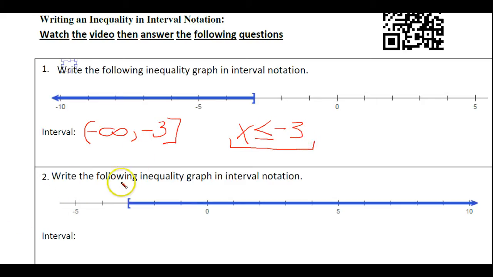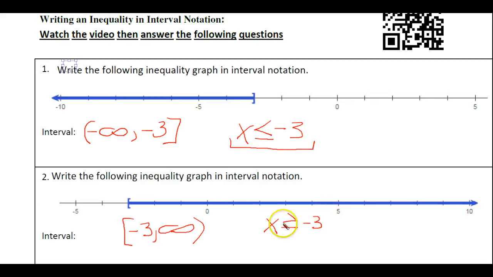All right, let's look at this one. So this is negative 5, negative 4, negative 3. So bracket, right from the graph, negative 3, comma, and it's going to positive infinity. And the expression of this would be x is greater or equal to negative 3.